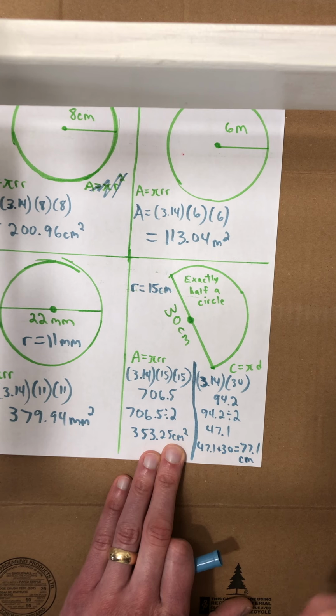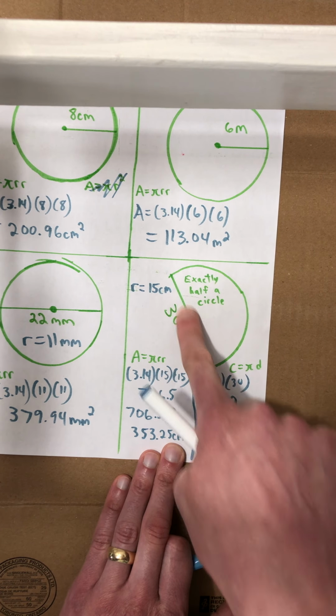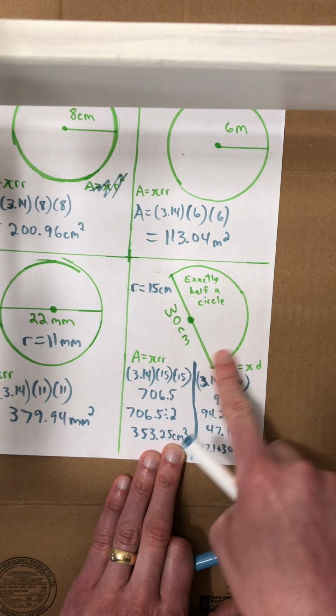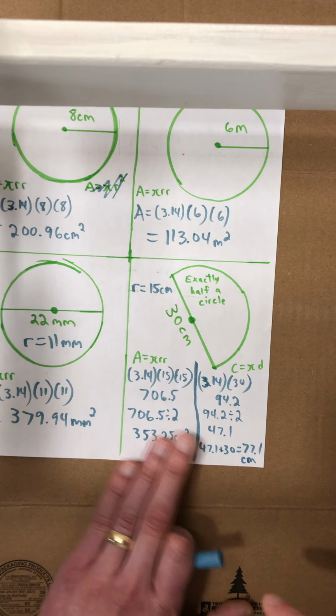Why aren't they centimeters squared? Well, I'm finding the length of something here. I'm not finding the area of it. So it's just regular centimeters that give me the length of it.